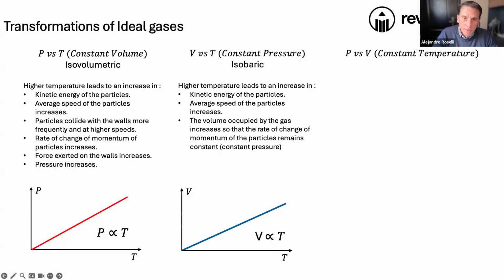Lastly, situations in which the transformation takes place at a constant temperature. We're letting the pressure and the volume vary. These are called isothermal transformations, constant temperature.